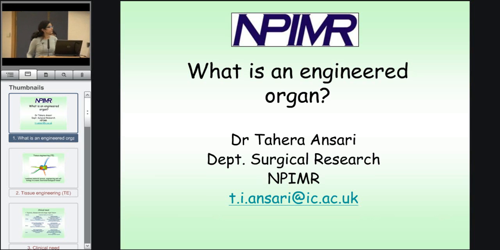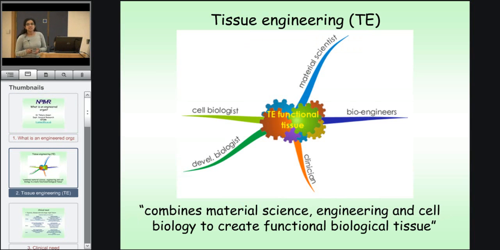Good afternoon, everyone. I'm going to start by explaining what tissue engineering is before going on to give a couple of examples of tissue-engineered organs. So what is tissue engineering? Tissue engineering is a multidisciplinary field that brings together cell biologists, developmental biologists, material scientists, bioengineers, and clinicians, all with the aim of creating functional tissue. That functional tissue is then used for the 4 Rs, which is basically repair, restore, replace, and regenerate non-functional or diseased tissue.